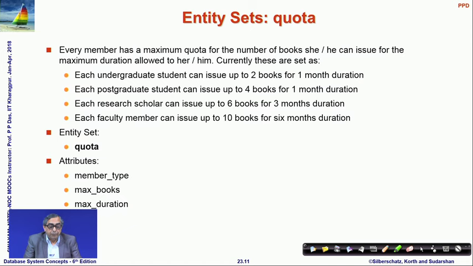The rules have talked about having a quota. Every member, according to its member category, will have a different quota. So, quota becomes an entity set. We would like to represent, for each member type, which is a category, the maximum number of books that can be taken and the maximum duration. Let us put the maximum duration in terms of months, and with these 3 attributes we will have an entity set which is quota.